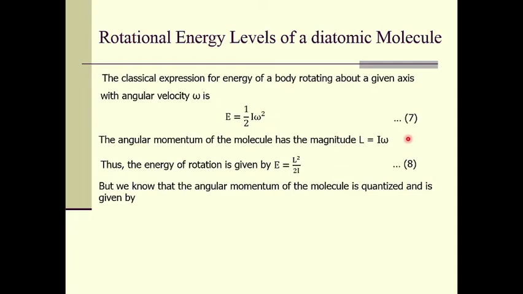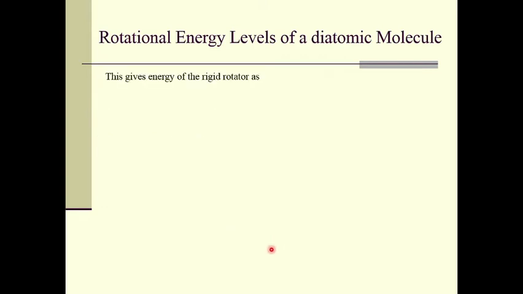But we know that the angular momentum of a molecule is quantized and is given by L is equal to square root of j into j plus 1 into h upon 2 pi. Call it equation number 9, where this h is Planck's constant. This gives the energy of the rigid rotator as E is equal to j into j plus 1 into h square upon 2 pi square into 2I.